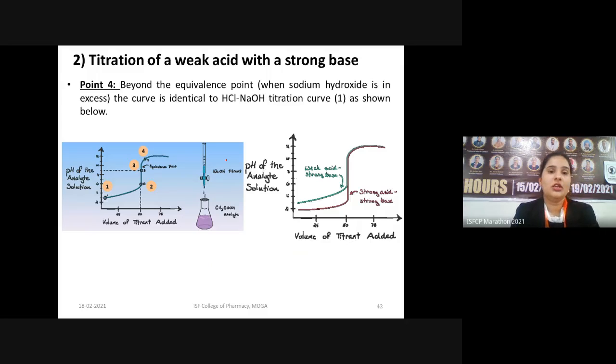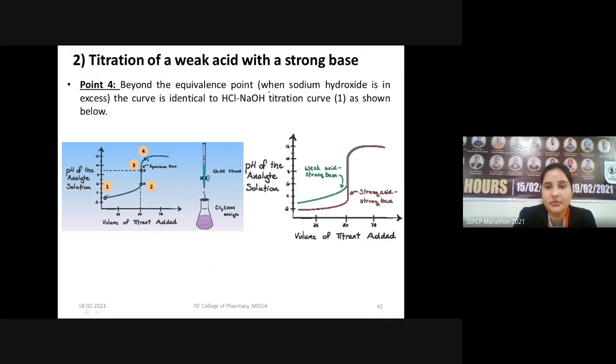Now, one more point, that was point number 4. We will be discussing point number 4. Point number 4 is the point beyond the equivalence point. When we add more sodium hydroxide solution beyond the equivalence point, we get point number 4. What happens beyond this equivalence point?